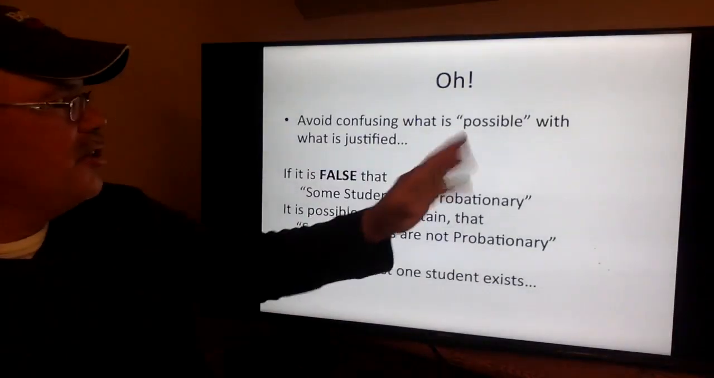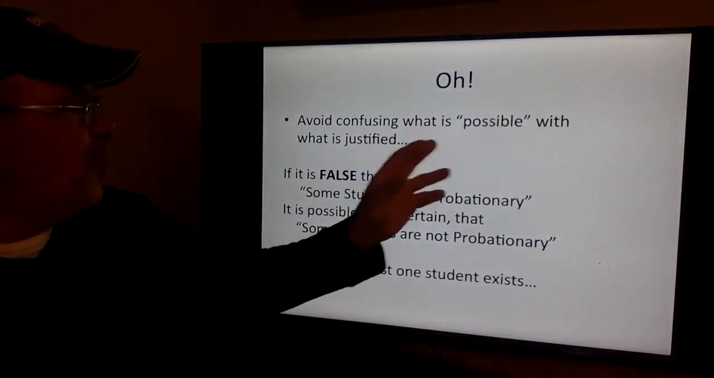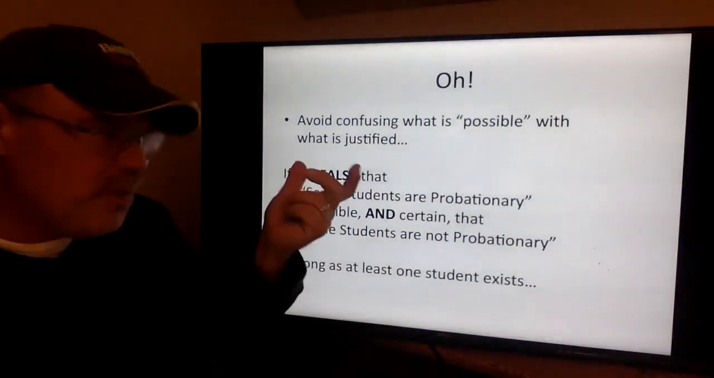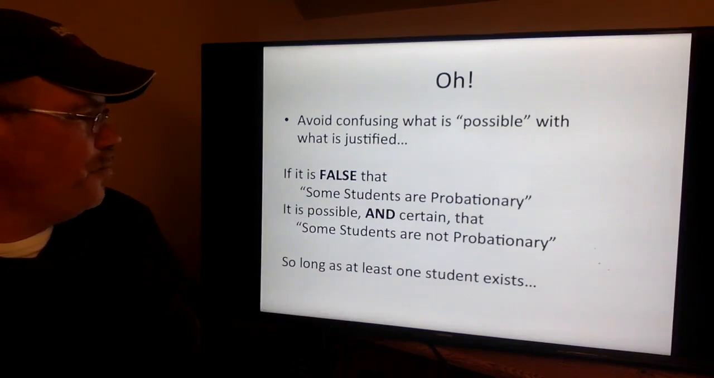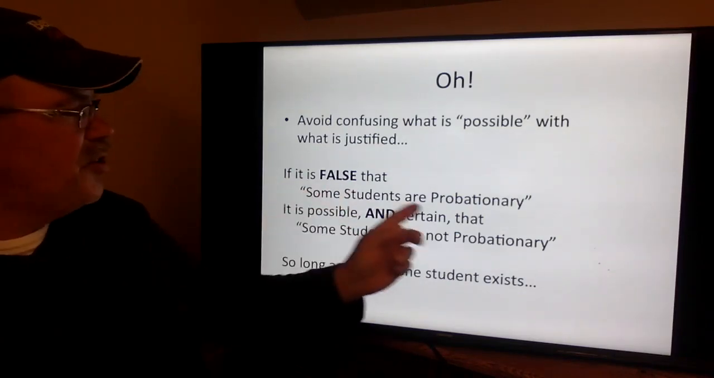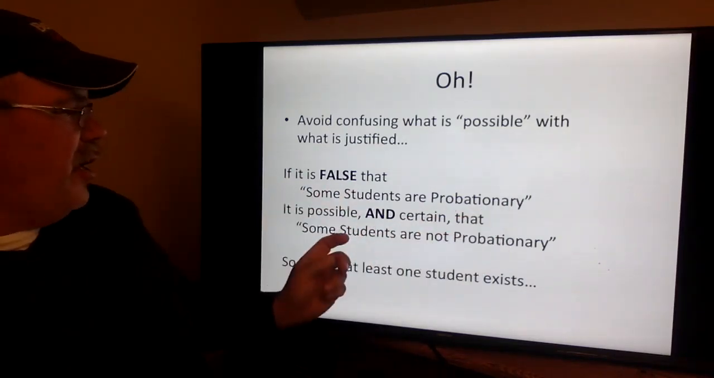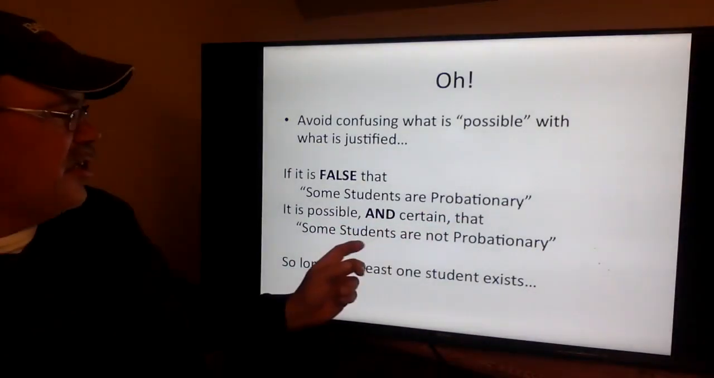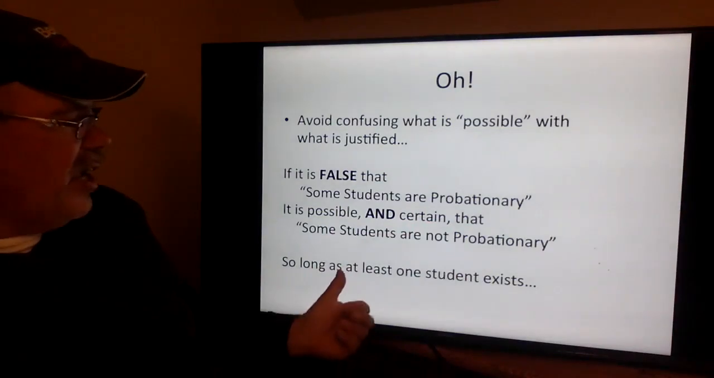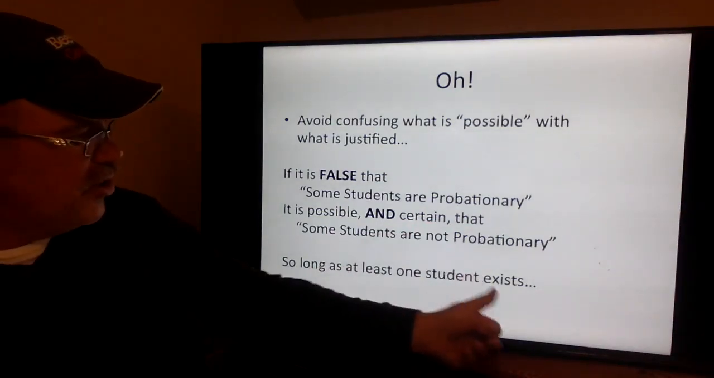So as you're talking about these things, don't get bogged down in this, oh, that could possibly be true. Just go with what's given. So if it's false that some students are probationary, it would have to be possible and quite frankly certain that some students are not probationary, as long as there is at least one student.